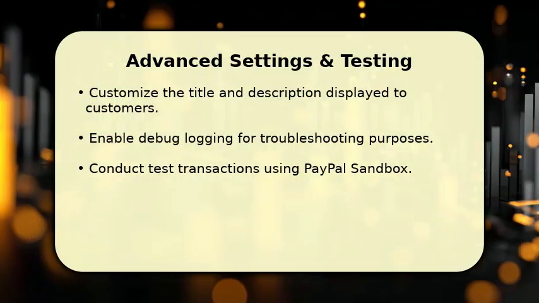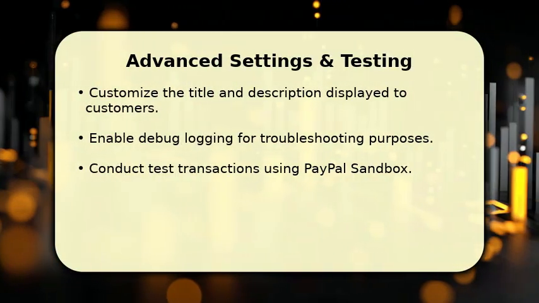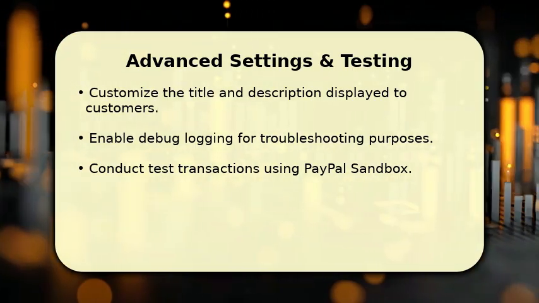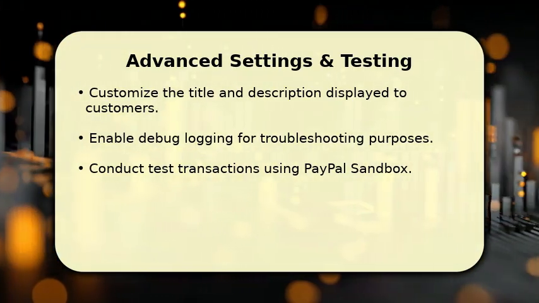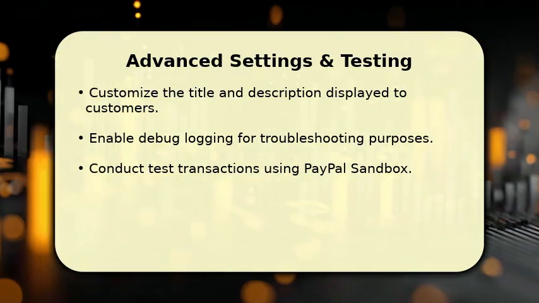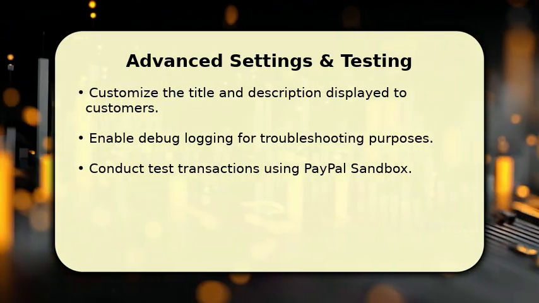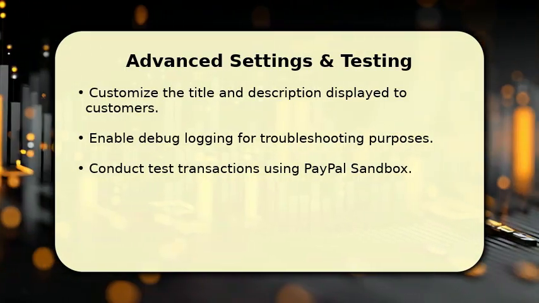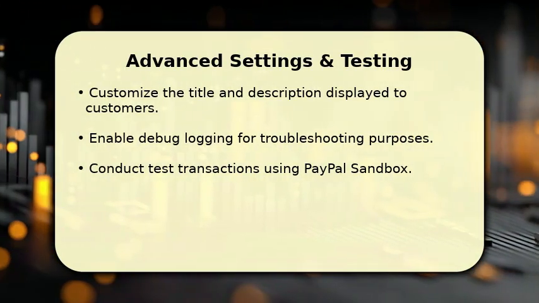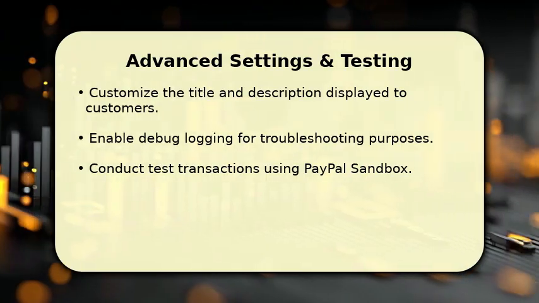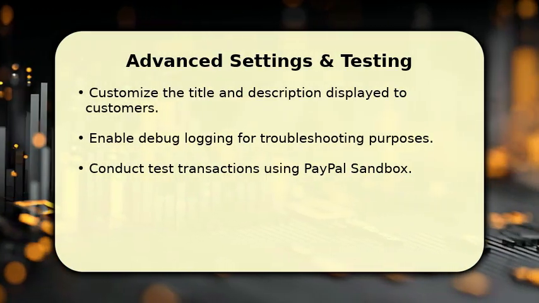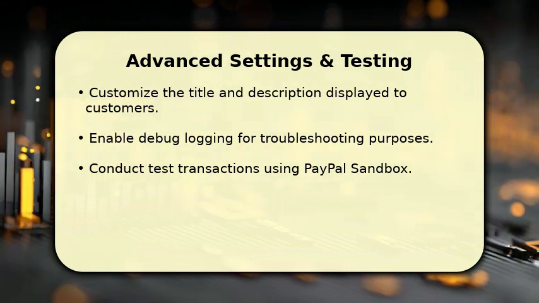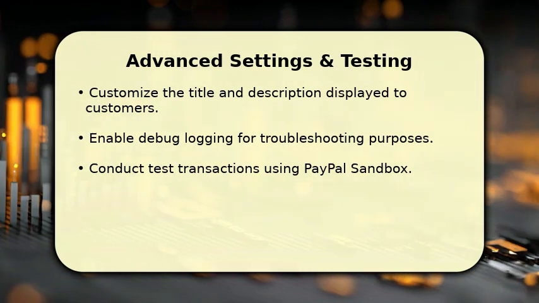Moving on to advanced settings and crucial testing. You can customize the title and description customers see at checkout, making it clear they are using PayPal. For troubleshooting, enable debug logging, which can be very helpful. Before going live, conduct thorough test transactions using PayPal Sandbox. This allows you to simulate purchases without real money, ensuring everything works perfectly and orders are correctly recorded in WooCommerce.